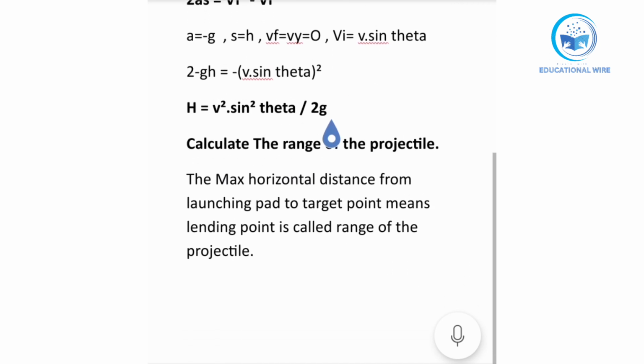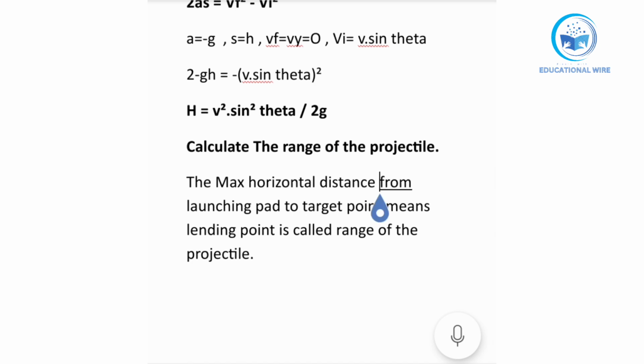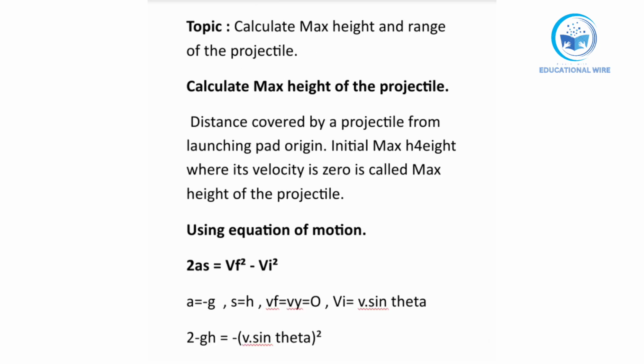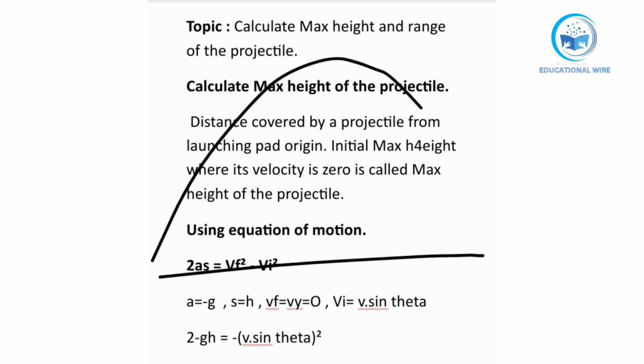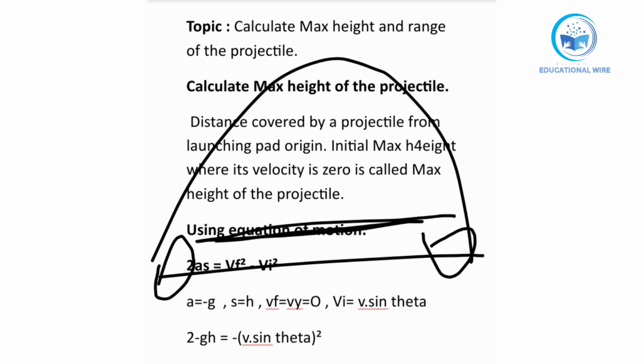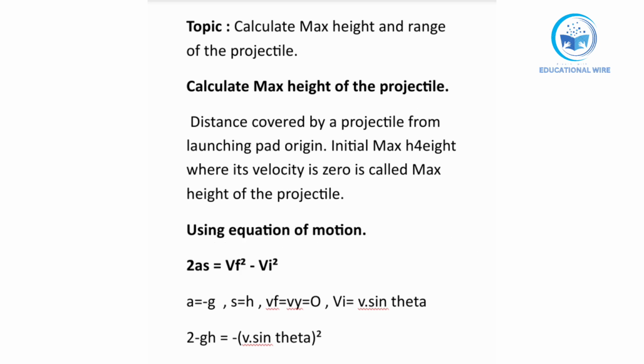Now move on to calculating the range of the projectile. The maximum horizontal distance from the launching pad to the target point, meaning the landing point, is called the range of the projectile. This line, from this one point to this one point, is the maximum horizontal distance between them. So we are finding this.